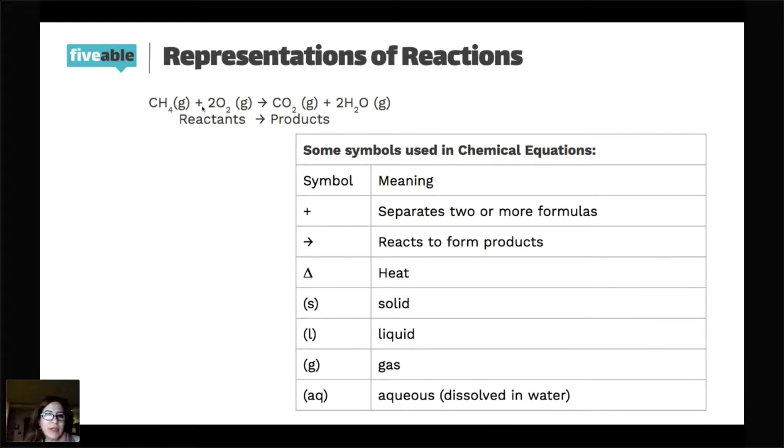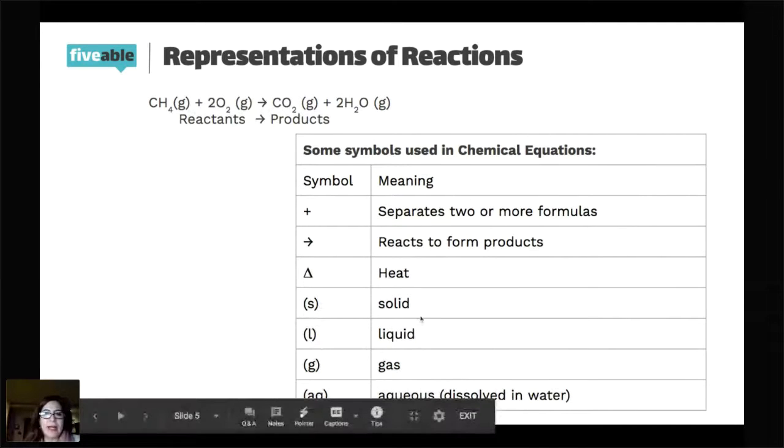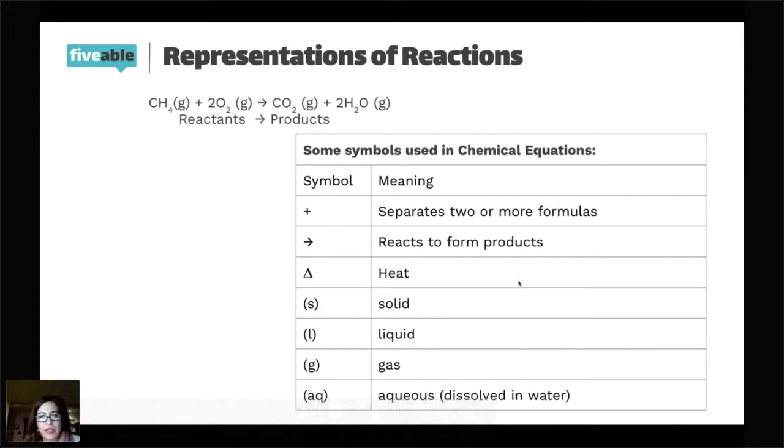So the plus sign separates two or more formulas from either the reactants or the products. The arrow is what separates the reactants from the products. We could have heat in the form of a triangle and the states of matter, and we also can have the AQ symbol, which means dissolved in water. So that is used for solutions.